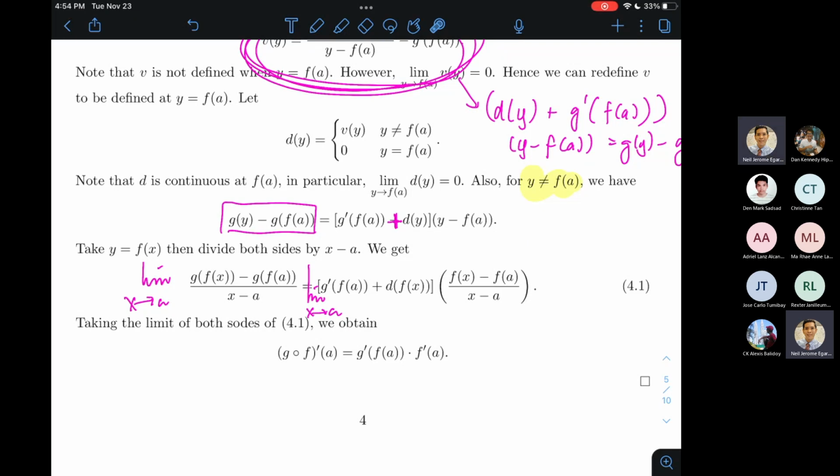Actually, nag-usap kami ni Sir Edu, ni Sir Hatulan kagabi. Parang bored kami parehas sa konsepto ng derivatives kasi parang wala tayong halos ma-discuss sa derivatives. Mas interesting ang derivatives when you go to graduate level kasi mas mahirap i-satisfy yung differentiability kaysa integrability.